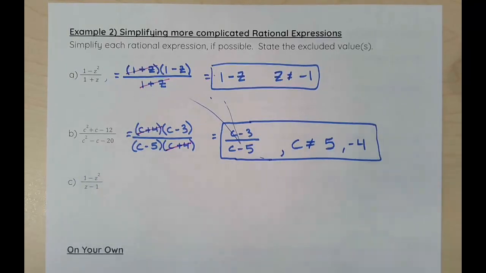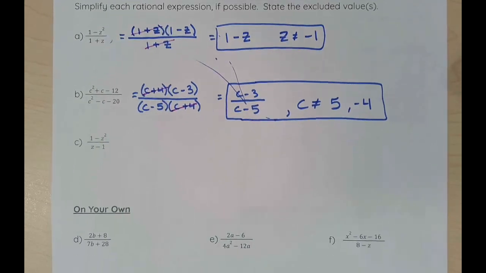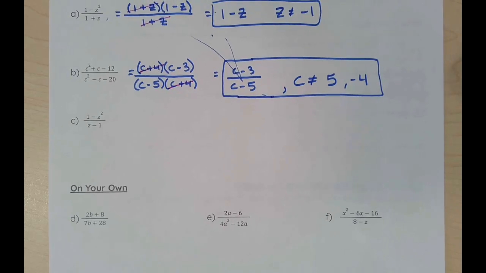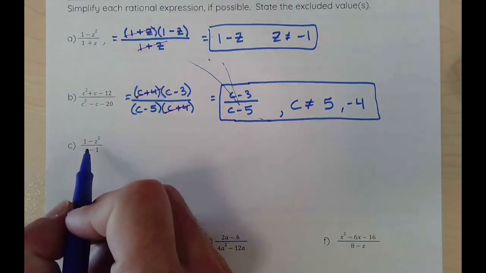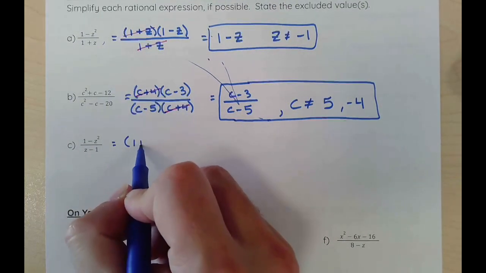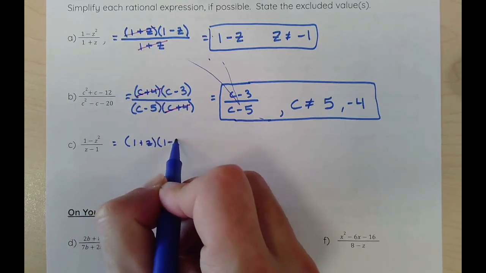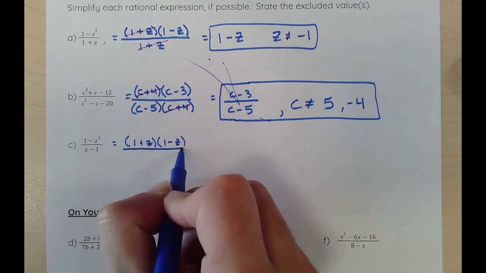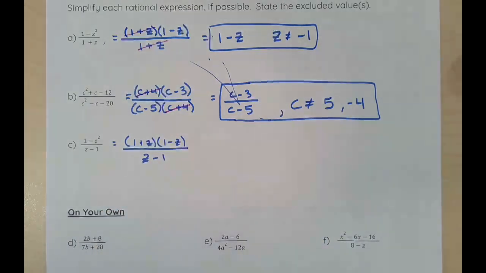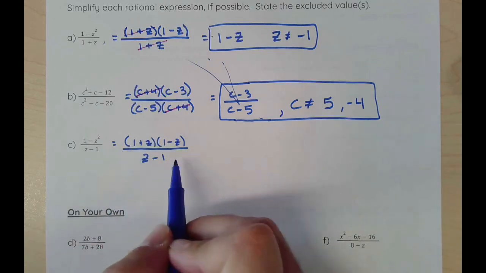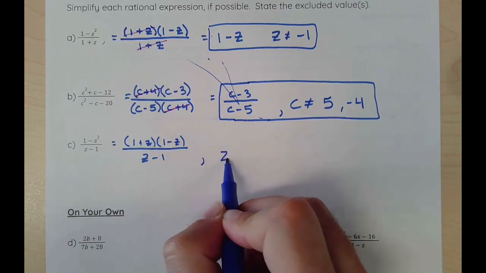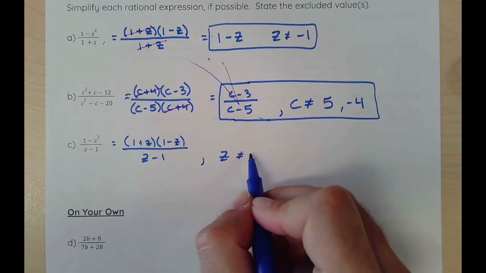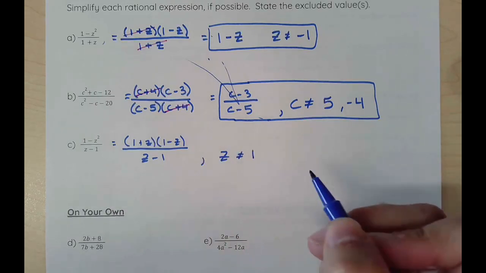This next one will look kind of familiar from the first one. Our difference of squares on the top will give us 1 plus z and 1 minus z. The denominator is z minus 1. It really looks like something cancels, but none of these factors are equivalent. So this is actually my final version, but I do need to account that z cannot equal 1. 1 minus 1 is 0, so that would be my final result there.